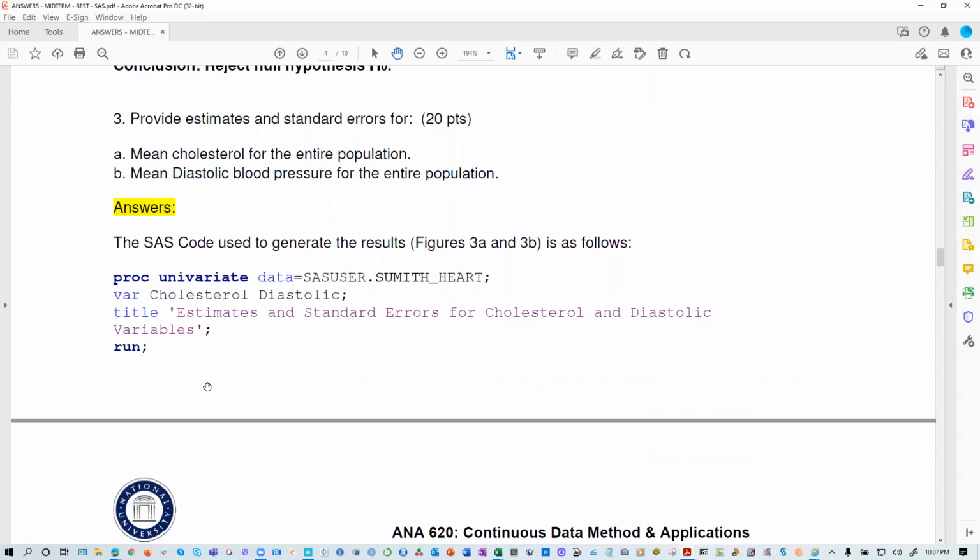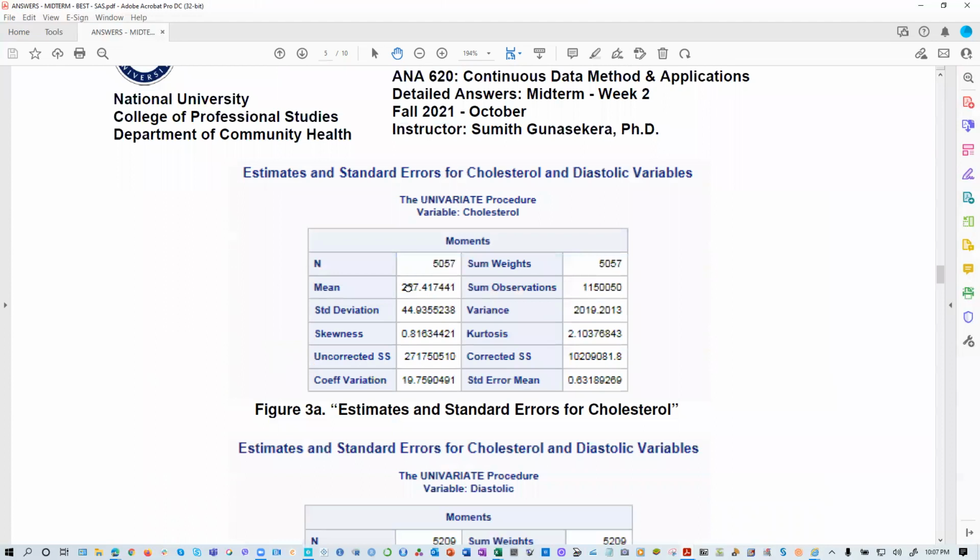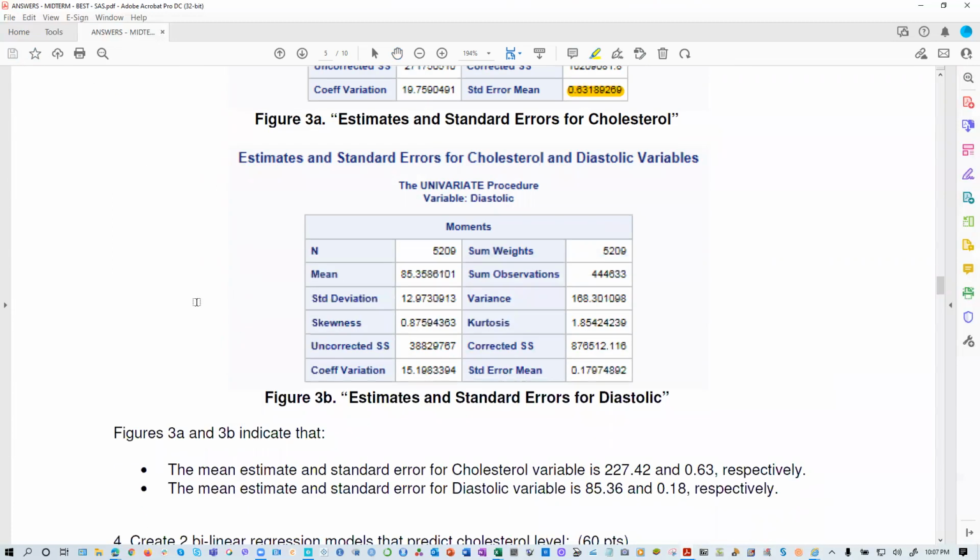And for the similar question, we run the SAS code in order to answer this one. By looking at this one, you can highlight it if you want. So this is the mean, the other one is the standard error. And the second one, that's the mean, and that's the standard error of the mean.